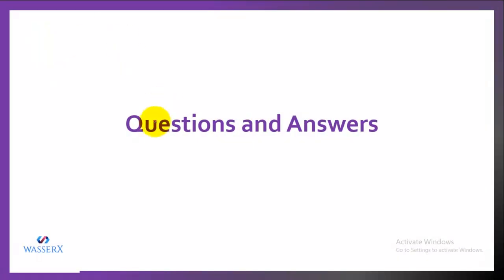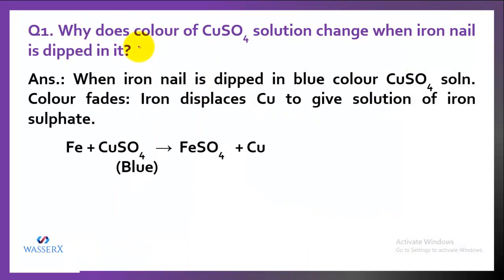Now let's do few questions and answers. Let's take up this question. Why does color of copper sulfate solution change when iron nail is dipped in it? Now iron nail is dipped in copper sulfate. That means we have iron nail as Fe and copper sulfate is blue in color. So we have CuSO4. So why the color change?